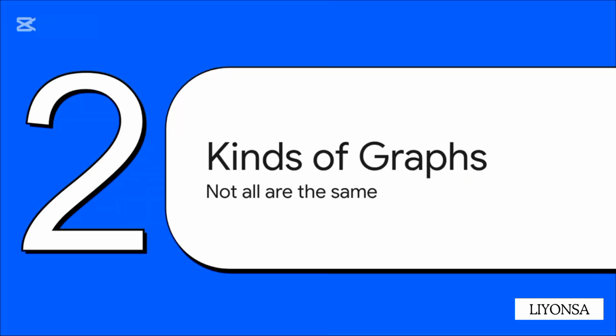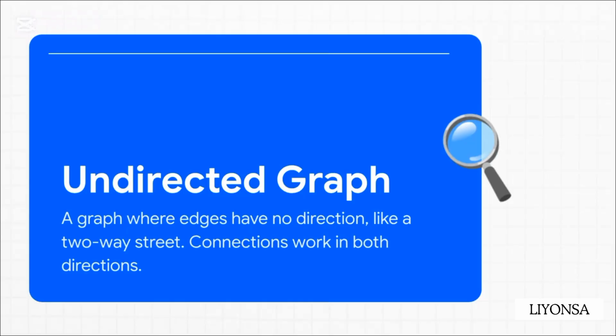Now that we've got that basic idea down, let's build on it, because not all connections are created equal, which means we actually need different kinds of graphs to solve different kinds of problems. The simplest type you'll run into is an undirected graph. Think of this like a friendship on Facebook. If you're friends with someone, they're friends with you, right? The connection is a two-way street. The relationship just exists between you two, no direction needed.